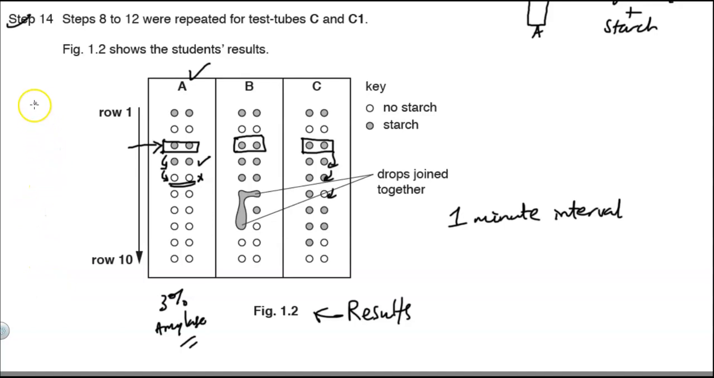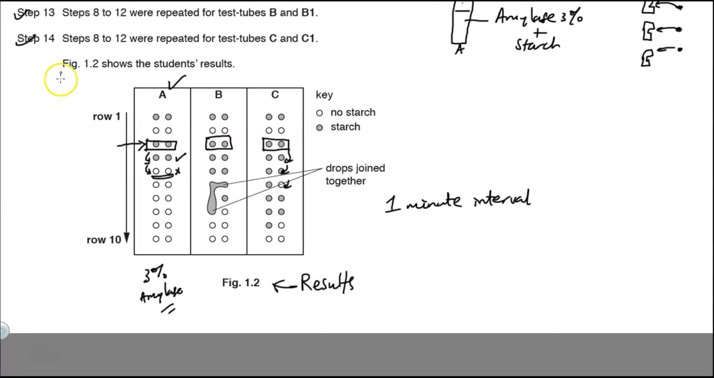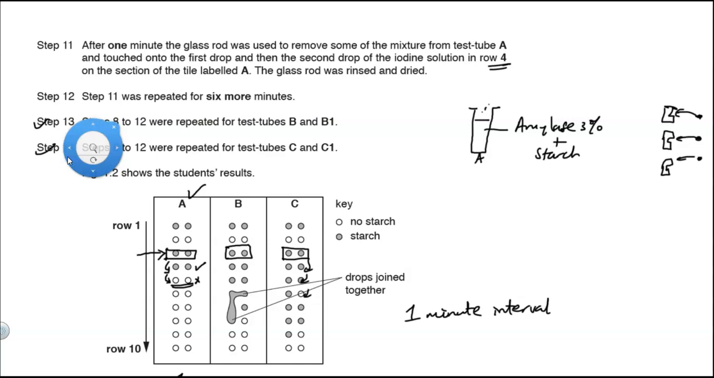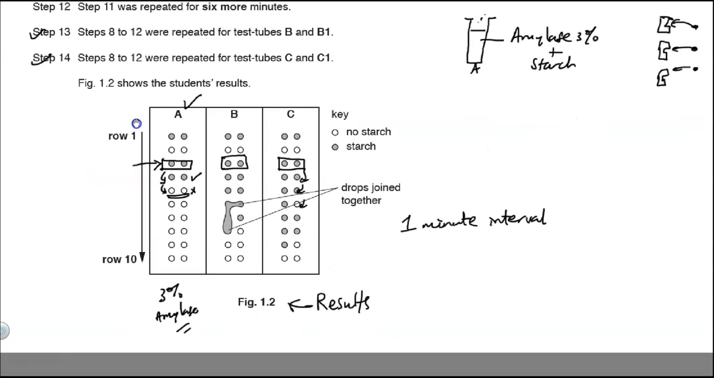Then when you look at the instruction that is shown over there, that is for step 13 and step 14, what it is saying is repeat this entire process for both the test tube B and B1, and the test tube C and C1. And as you can see in figure 1.2, which is just here, it's showing you the results for the test tube B and B1 and C and C1. Okay, so using this result, I need you to interpret the results and then answer the questions in that question paper.